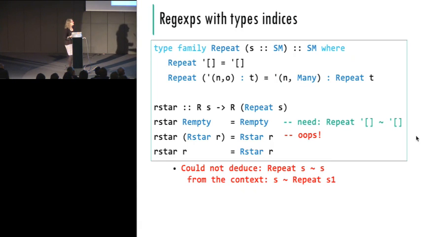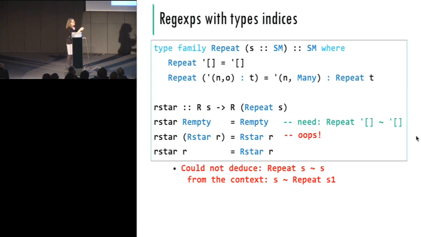It says, I can't prove this thing. I can't know that repeat S is equal to S when I know that S is equal to repeat S1. So R star, if R has type R S1, and then the whole thing has type R S, where S is equal to repeat S1. This comes from the pattern matching. This is what we need from the right-hand side.